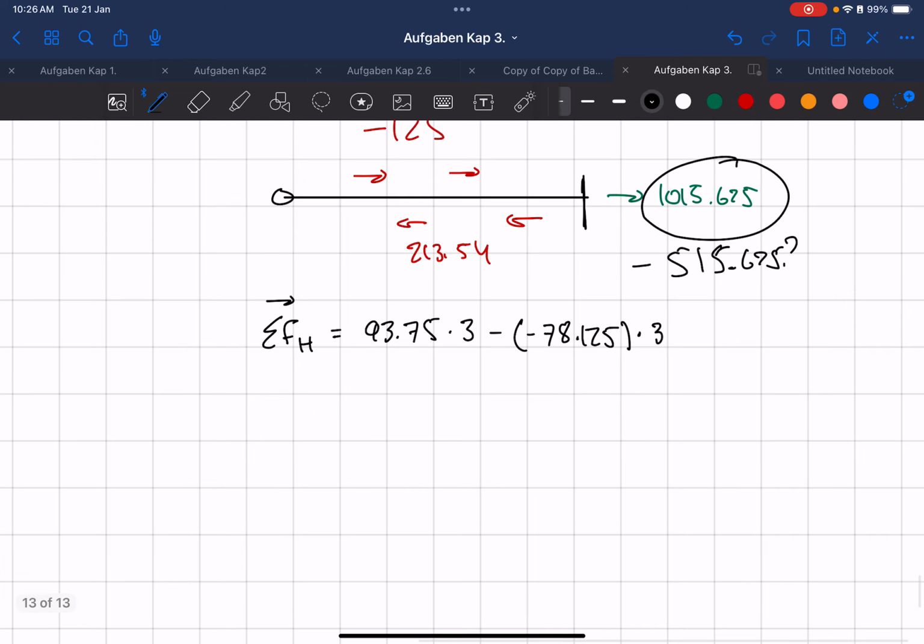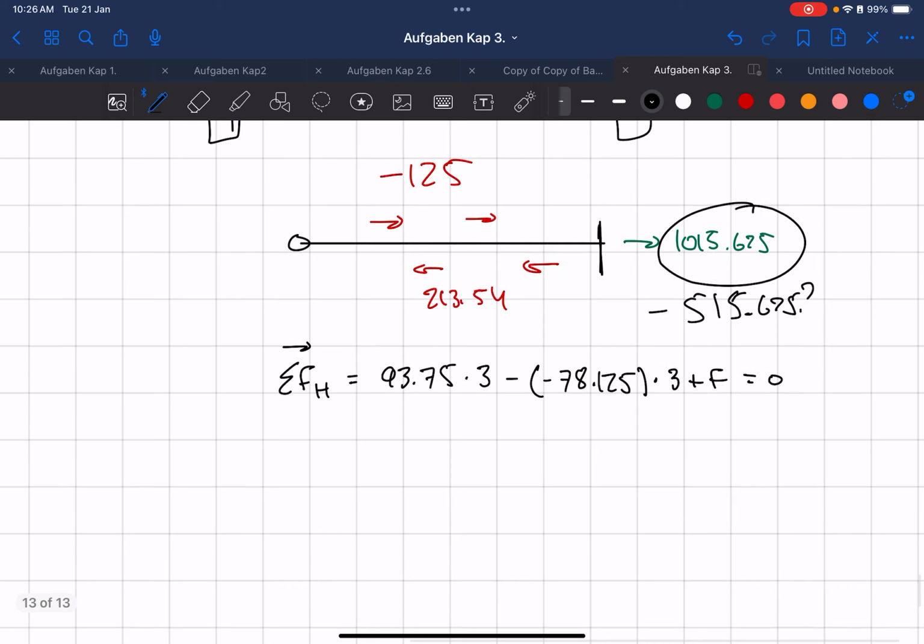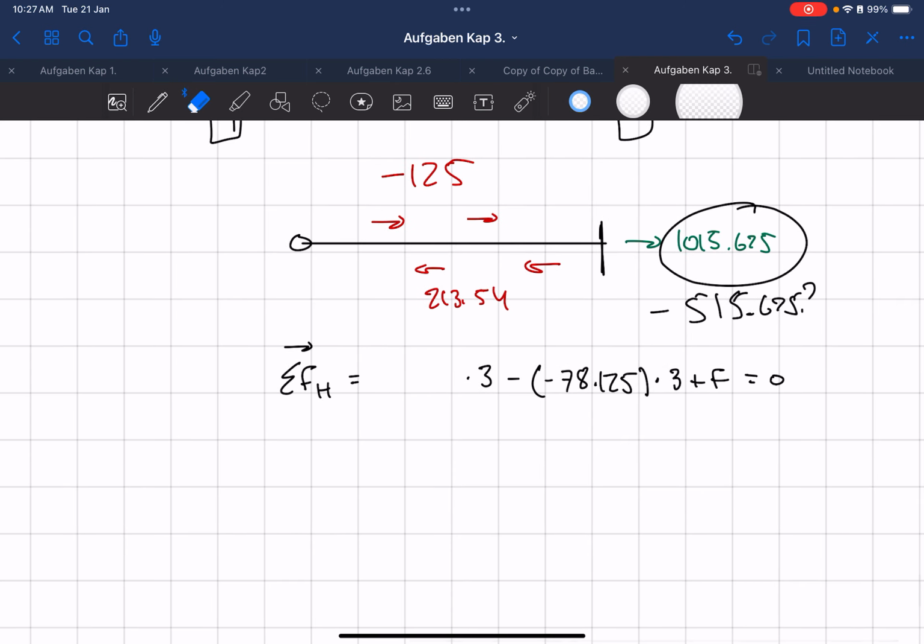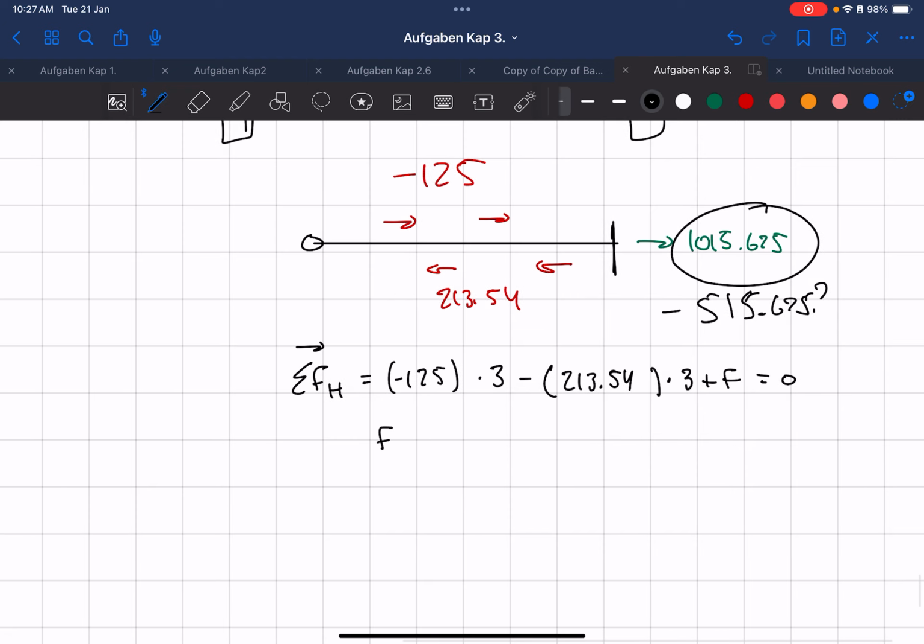Plus F, so I would have to do plus F equals 0, and this would be minus 125 times 3 minus 213.54 times 3 plus F. Perfect. F equals 1015.62 kilonewton, also correct.